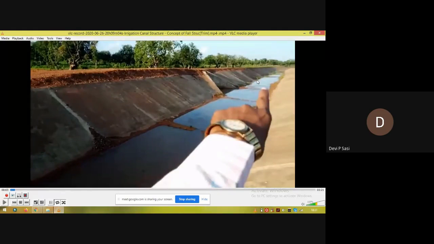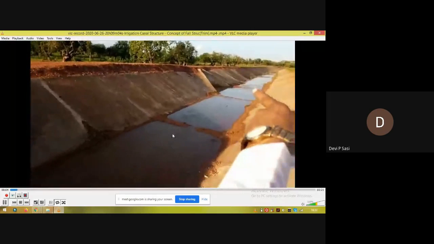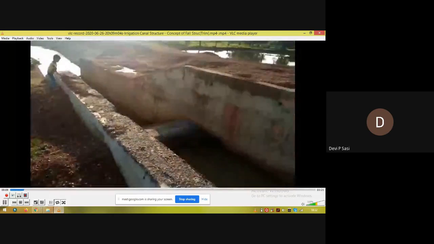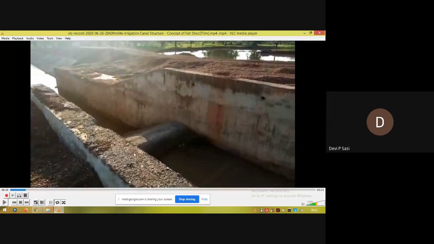So you can see this is the upstream region. The water is flowing from the upstream region to the downstream region. That is, the water begins to flow from upstream to downstream. And here you can see this is the crest segment. Here is the upstream region, this is the crest segment, and this is the downstream region.